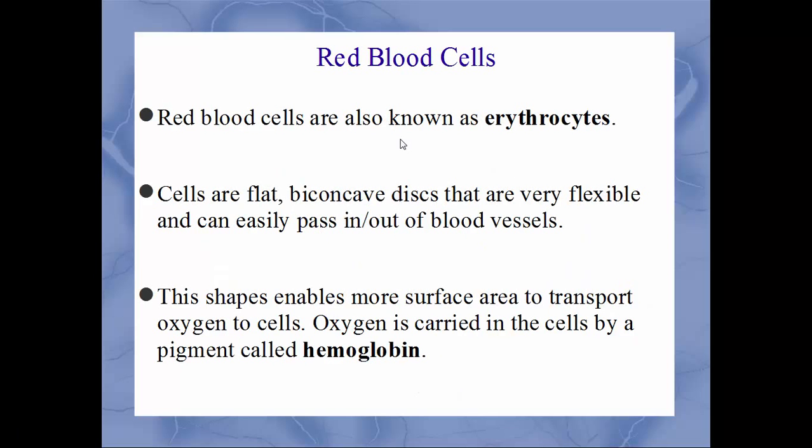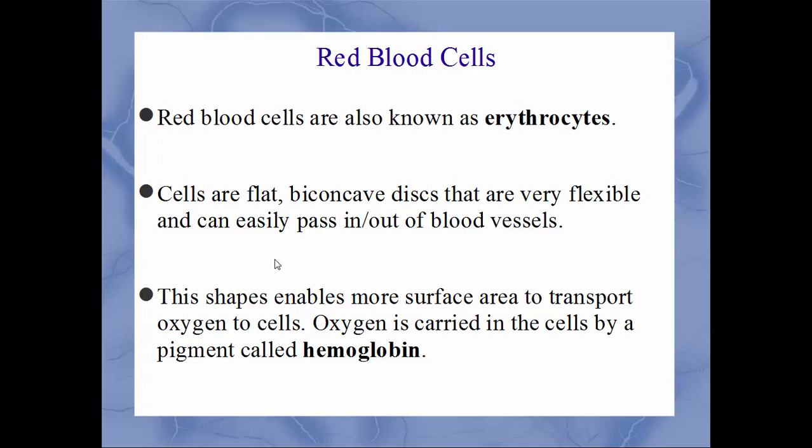Alright, we'll start first with the red blood cells. They're also called erythrocytes. The prefix ERYTH is Latin for red, so erythrocytes, red cells. Now, these cells are flat and biconcave, which means they cave in on both sides, and are very, very flexible, which allows them to go in and out of blood vessels pretty quickly.